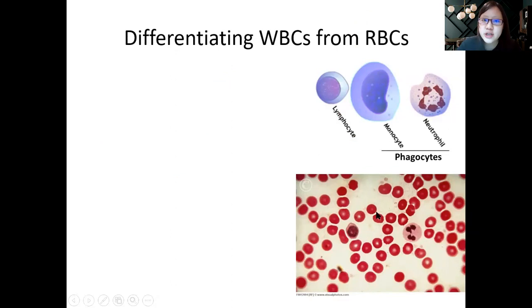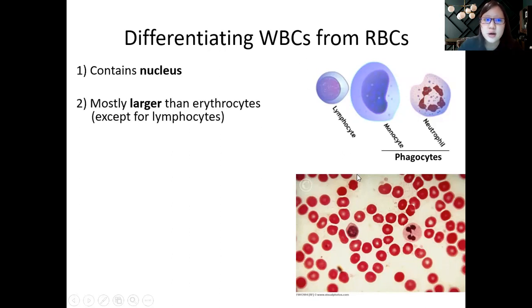Now, we also need to differentiate white blood cells from red blood cells. Obviously, it's very easy to tell because they look different and don't have the typical biconcave shape. But how do we put that in words? So here it is in words. Number one, white blood cells contain a nucleus, whereas red blood cells do not contain a nucleus. Number two, white blood cells are mostly larger than erythrocytes. Erythrocytes is another word for red blood cells. The exception is lymphocytes, which are about the same size.